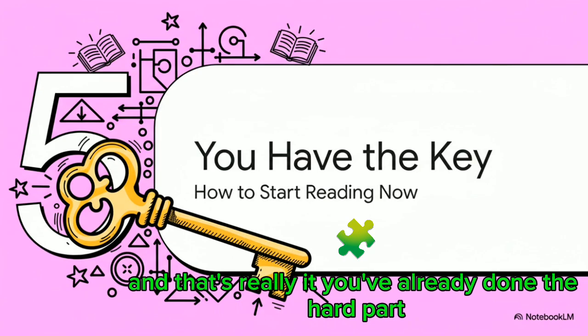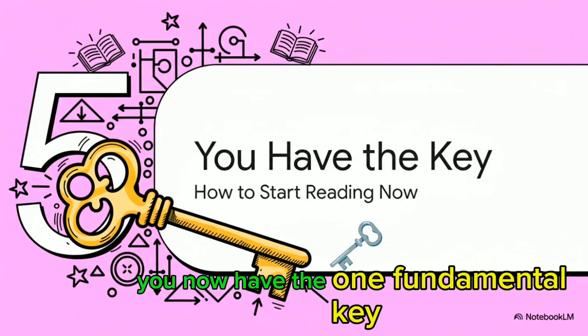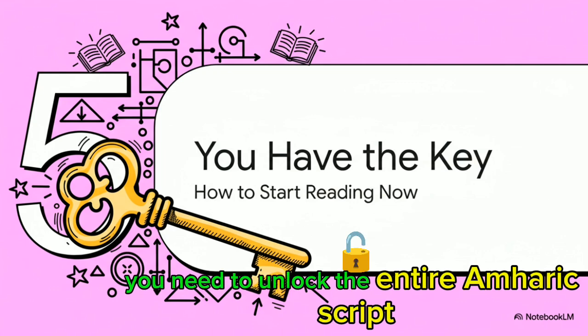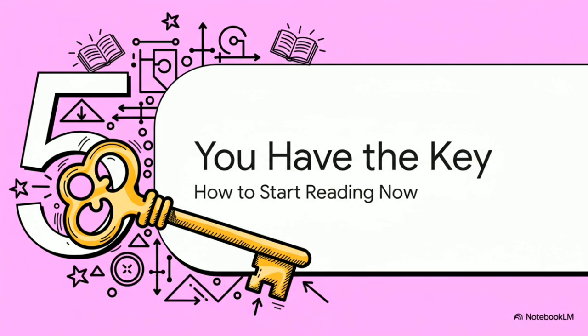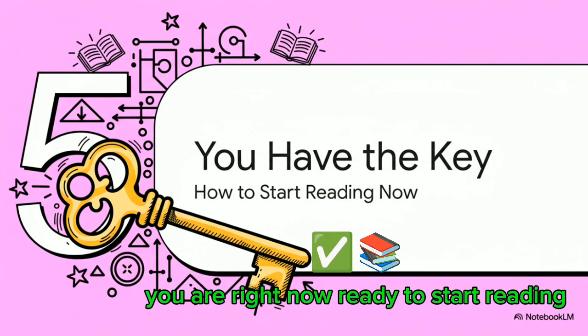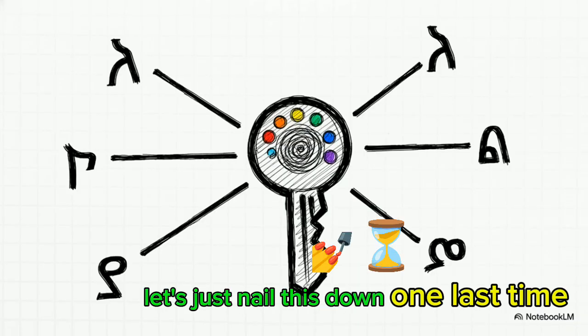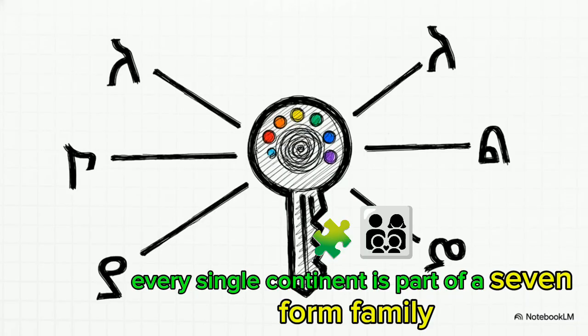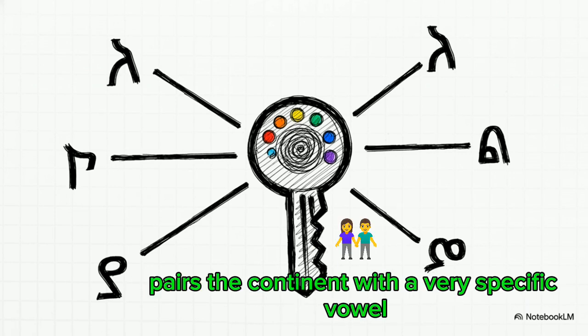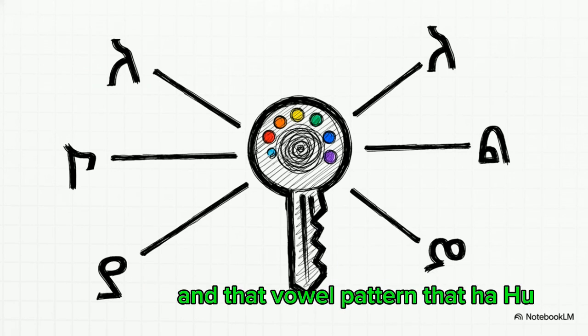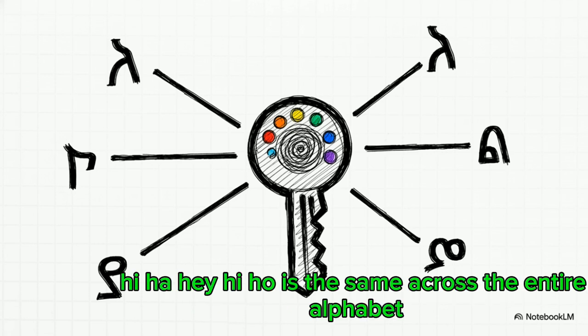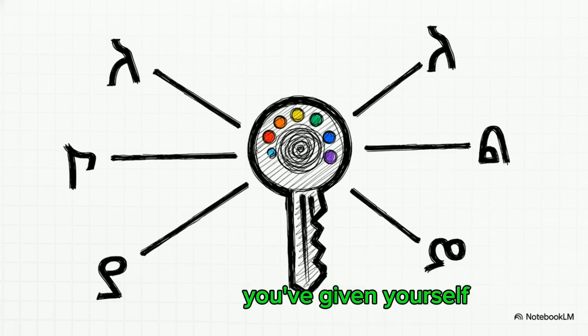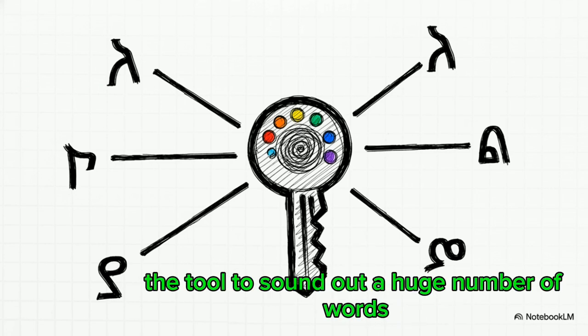And that's really it. You've already done the hard part. You now have the one fundamental key you need to unlock the entire Amharic script. You are right now ready to start reading. So let's just nail this down one last time. Every single consonant is part of a 7-form family. Each of those forms pairs the consonant with a very specific vowel. And that vowel pattern, that ha, hu, hi, ha, he, ho, is the same across the entire alphabet. By just learning that one simple sequence, you've given yourself the tool to sound out a huge number of words.